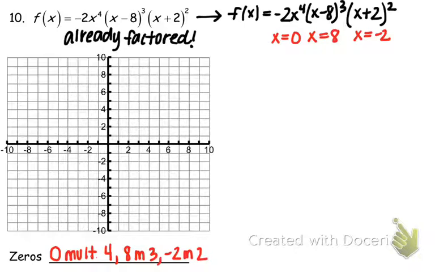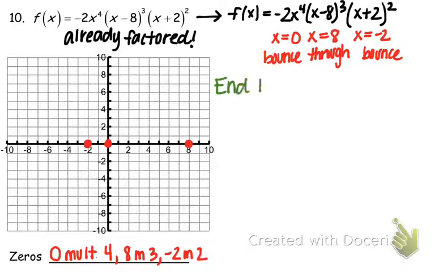Okay, so let's figure out if they will bounce or pass through these zeros. So at x equals 0, since it has a multiplicity of 4, that's an even number, so our graph will bounce off of x equals 0. X equals 8 has a multiplicity of 3, which is odd, so that means it will pass through. And x equals negative 2 is even, which means it'll also bounce off of negative 2. Okay, so we're done with our zeros, so let's plot them. We have 0, positive 8, and negative 2.